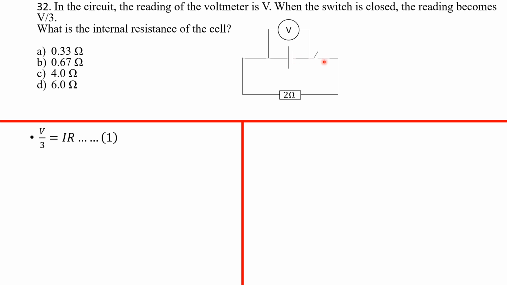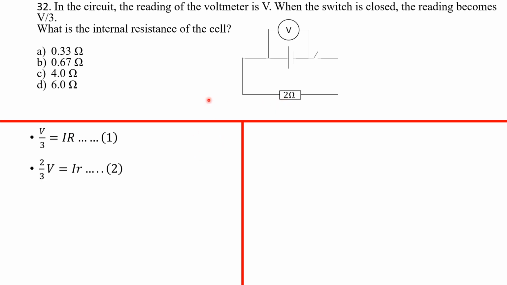That's one difference between terminal PD and EMF. EMF of a cell is the voltmeter reading across the cell in an open circuit. So when the circuit is closed, the voltmeter now reads the terminal PD instead of the EMF of the battery. This terminal PD is how much PD is available for the external load, and our external load is capital R, which is 2 ohms. So our terminal PD, V over 3, equals IR, as a PD that's dropped across this external load.